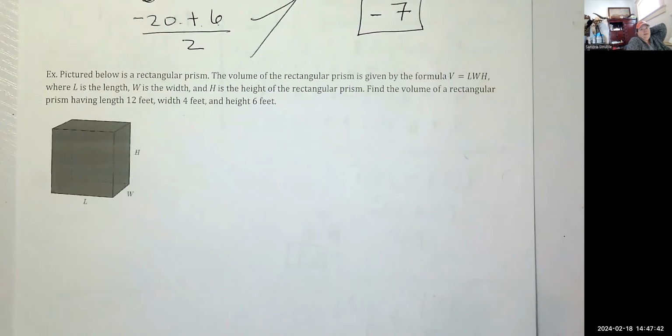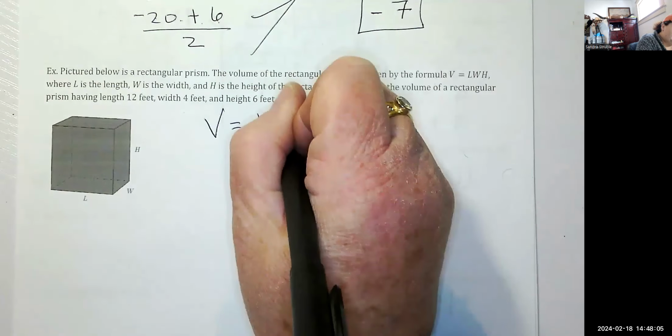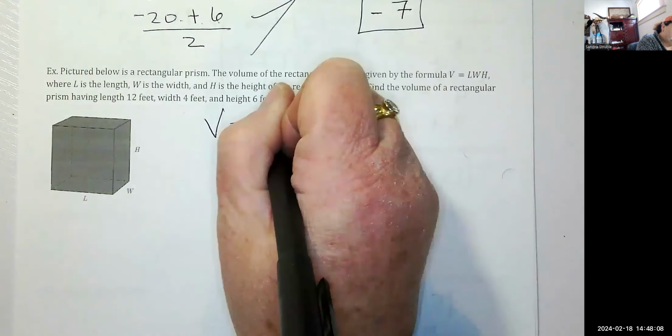Now for our word problem. The picture below is a rectangular prism. The volume of the rectangular prism is given by this formula. Volume is length times width times height, where L is the length, W is the width, and H is the height of the rectangular prism. And it says find the volume of a rectangular prism, and then it gives us the length, the width, and the height in numbers. So we've got volume is length times width times height.